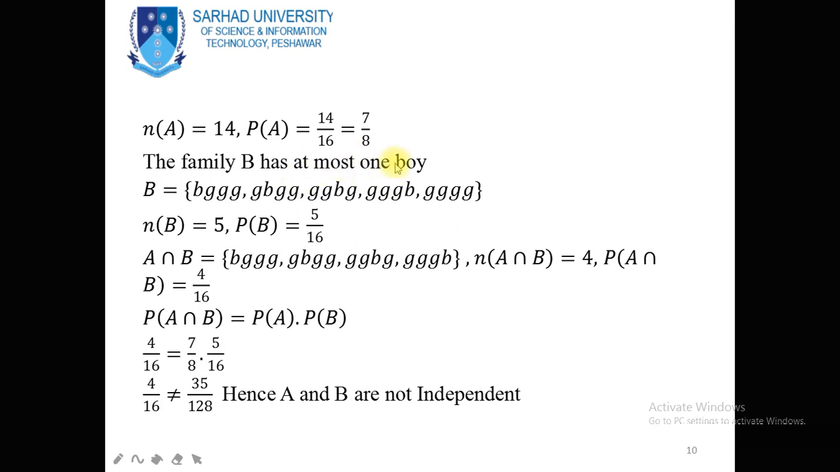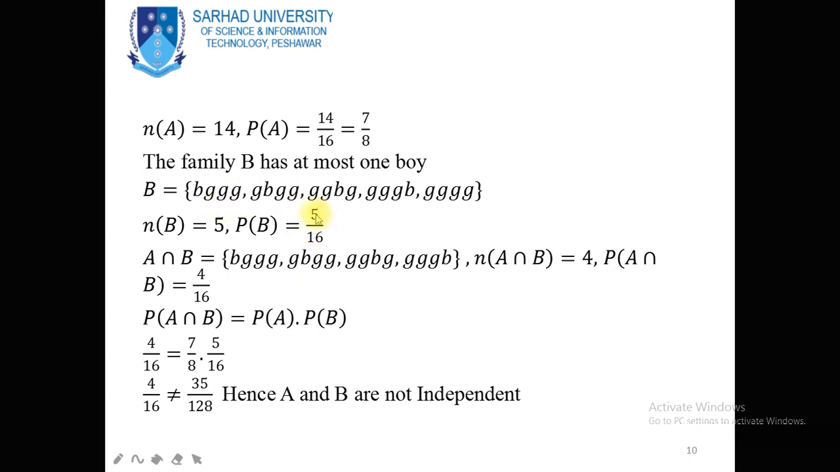This description means that we select those outcomes from the sample space in which there is exactly one boy or less than one boy. So mathematically, it means that we select those outcomes from the sample space in which there exists exactly one boy and has no boy. So this outcome has no boy. So this is the meaning of at most one boy. Now the number of outcomes in the event B is equal to 5. So the probability of B is equal to 5 by 16.